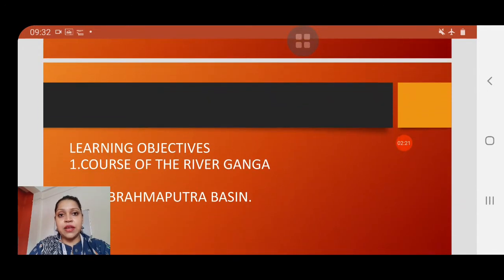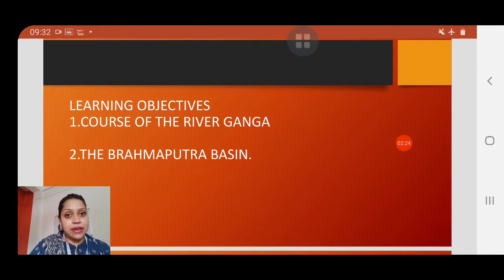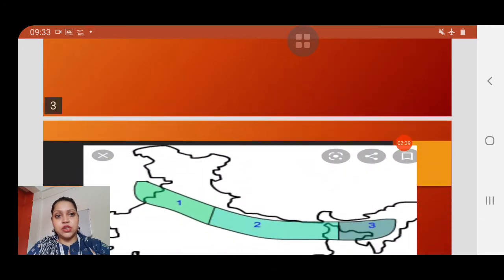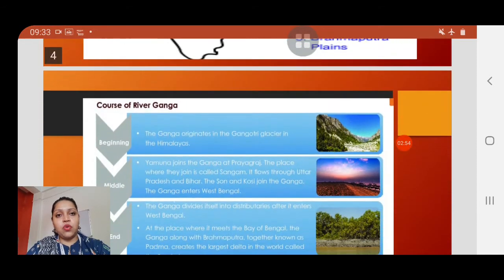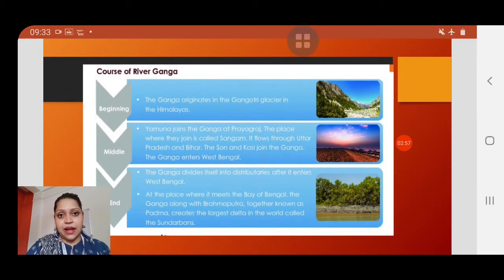What are the learning objectives? We'll study today, children, number 1, the course of the river Ganga, and number 2, the Brahmaputra Basin. These two things we'll study. The Brahmaputra Plains or the Brahmaputra Basin is number 3. So number 1 is the Punjab Basin, number 2 the Ganga Basin, and number 3 is the Brahmaputra Basin. So the course of the river Ganga we'll study today.